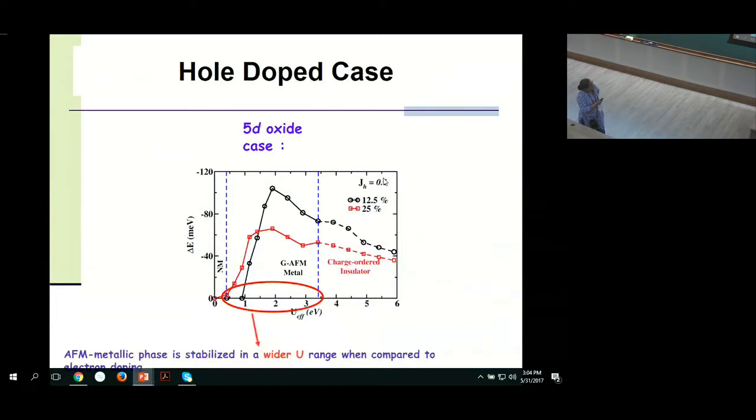Another aspect which seemed a little intriguing was that when we hole doped, the phase diagram didn't change so much for the 5D transition metal oxide, and this is again 25% electron doping. What we find is the G-type, and 12.5% is shown in black, and the 25% is shown in red. The G-type antiferromagnetic metallic phase is stabilized over a much wider U range in this case, but the types of phases we find are similar.